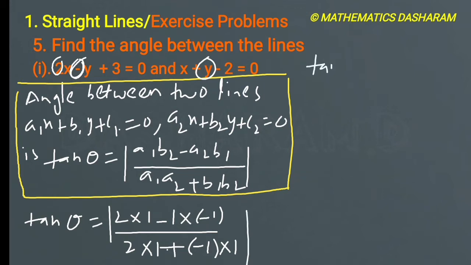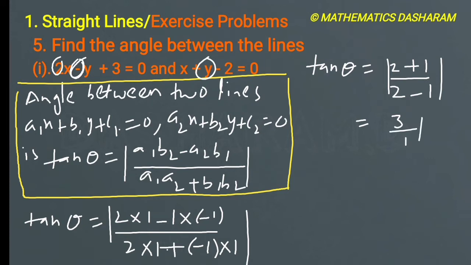So tan theta equals 2 into 1 is 2, minus 1 into minus 1 is plus 1, divided by 2 into 1 is 2 minus 1. So 2 plus 1 is 3, 2 minus 1 is 1. So actually what is the use of this mod symbol? If you're getting a negative answer in this, you can make it positive. So that is the use of the mod symbol. So it is already positive. 3 by 1 is 3. So tan theta equals 3.